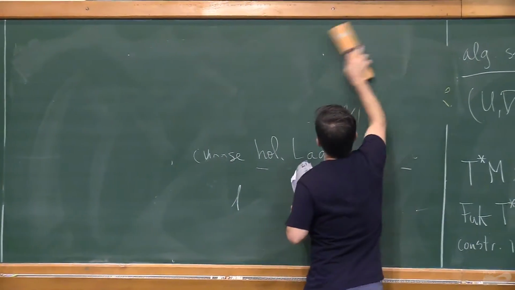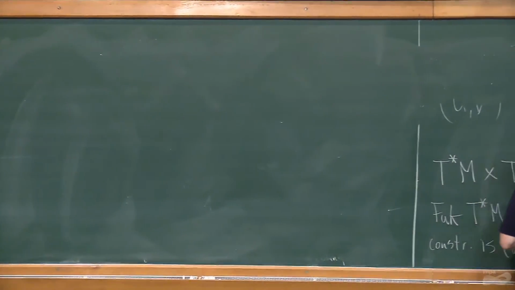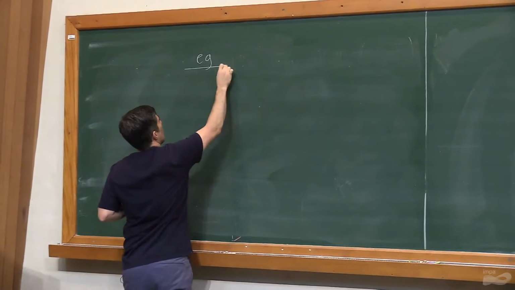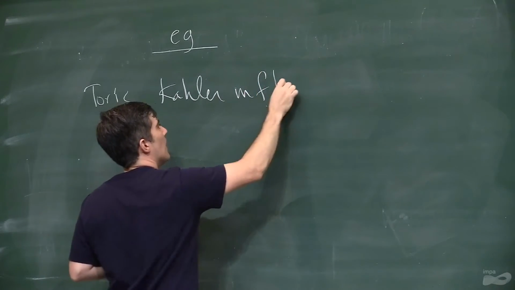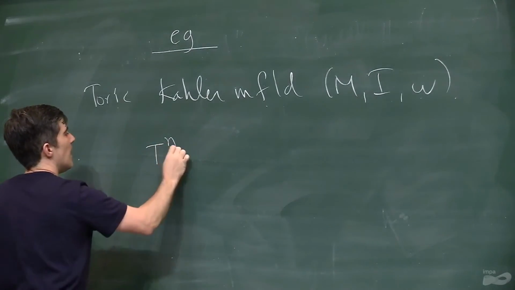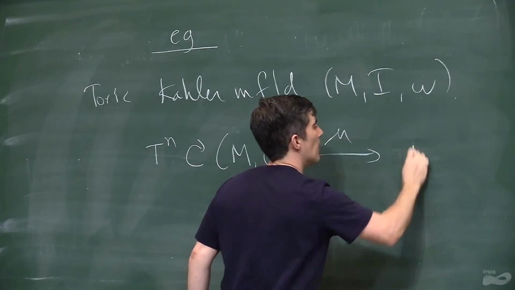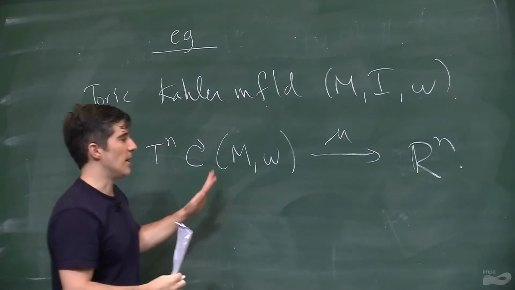Okay, so let me just explain. Oh, so I kind of ran out of time already, because you're supposed to ask questions now. But let me very quickly explain the example that we were able to compute with Francis. So the example is that we take a toric Kähler manifold, (M, ω). So we have a T^n acting on M, and we have a moment map to R^n. Okay. And so, right.